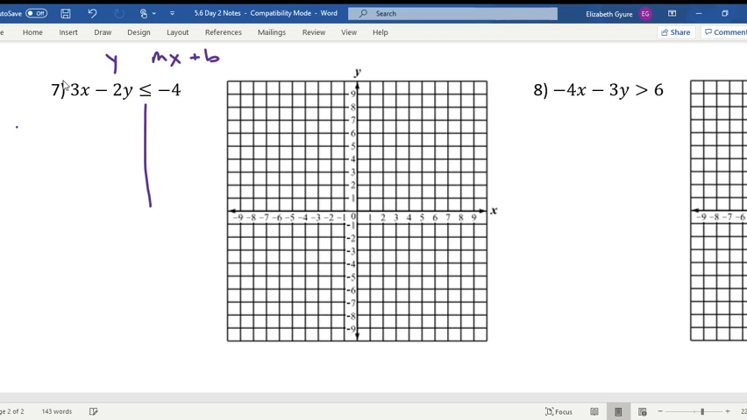Nick, what do you think? Should the 3x stay or go? Yeah, why doesn't it belong there, Nick? It's not a y term, it's an x term, so it does not belong on that side. So we're going to move it. Nick, do you remember what happens to it when we move it over? It does become a negative. Very good. We are going to move it. It's going to become a negative 3x.